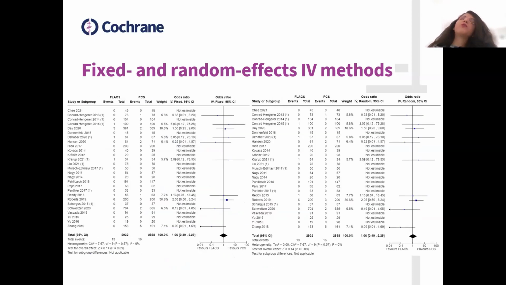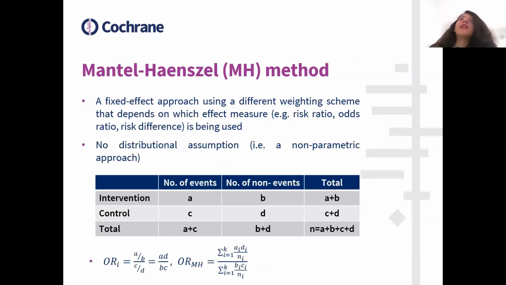So if we go back to our previous example and apply both our fixed and random effects models, we have an estimate of 1.06 in both cases. And that is explained because tau square was estimated to be 0. If we apply the Mantel-Haenszel method, which is a fixed effect approach that uses a different weighting scheme that depends on which measure we're using in our meta-analysis, then we might have different results.